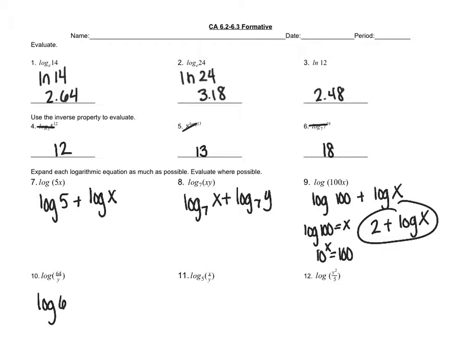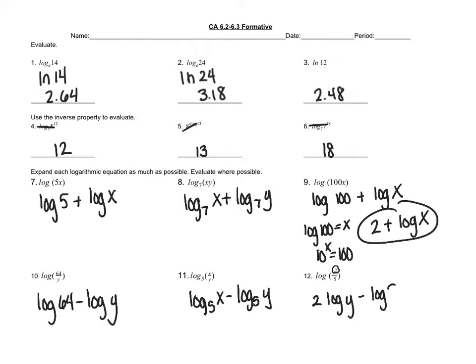For division, we separate with minus. So log 64 minus log y. For this one, it's log base 5x minus log base 5y. And don't forget about this little 2 here. So it's going to be 2 log y minus log 5.